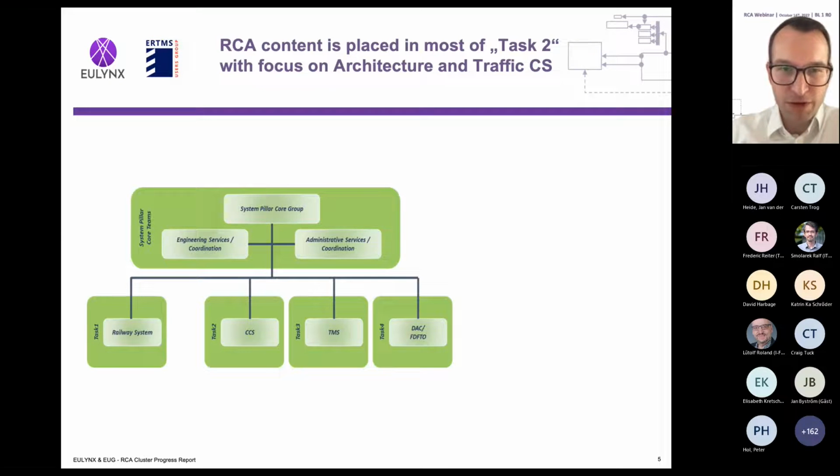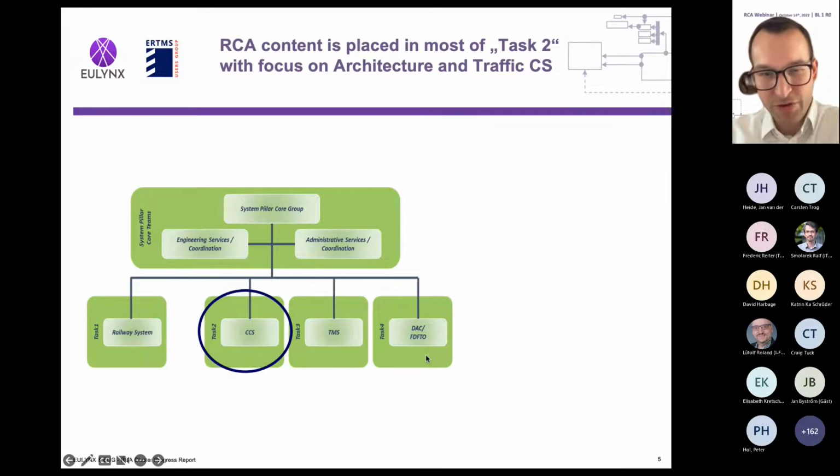When looking at the system pillar, we have quite a big organizational structure. The head of all is the system pillar core group. And then below that, you have 4 different tasks. Task 1 is dealing with the complete railway system. Task 2 is focusing on CCS, task 3 on TMS, and task 4 on the automatic coupling. The content of RCA you can find in the future mainly in this CCS task, task 2.